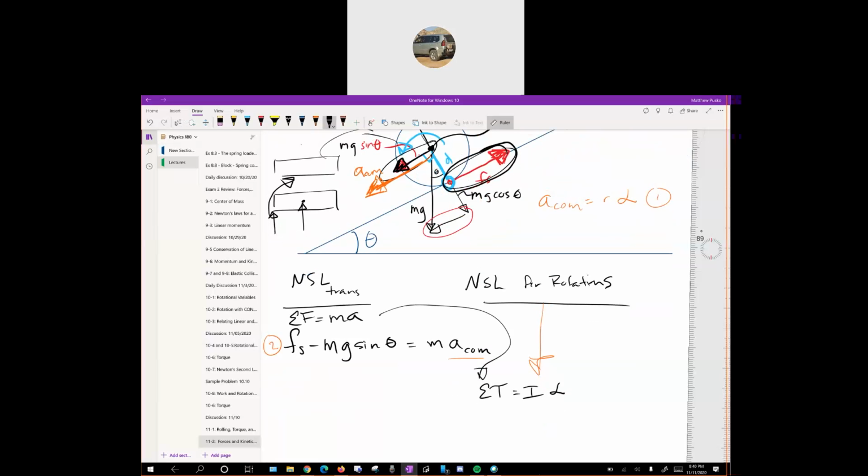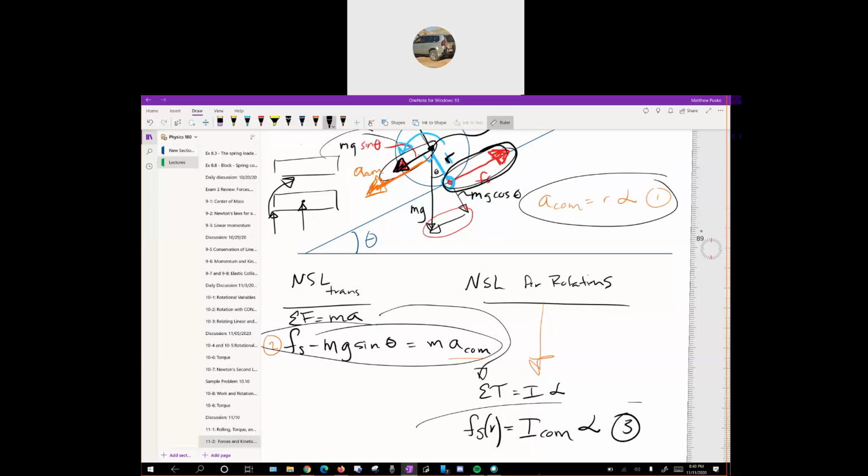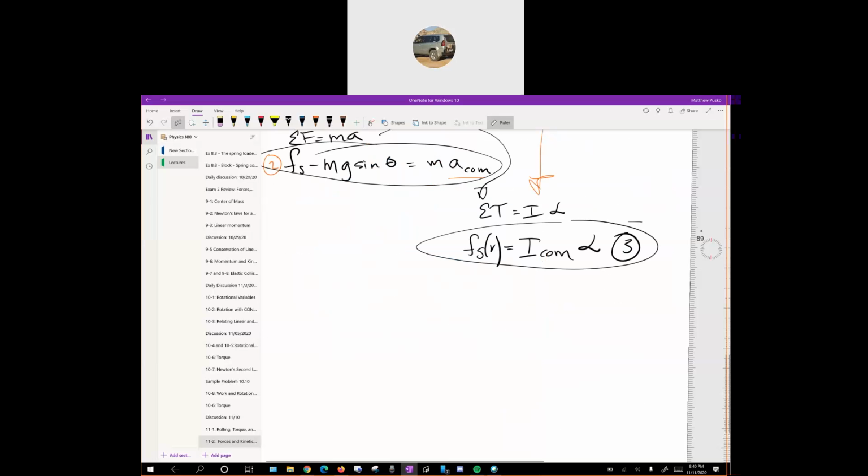And so what we get is that the frictional force times the distance it's acting, let's call it r, is going to equal whatever object we have, I for the center of mass, times alpha. And we'll call that equation number 3. So if we put 1, 2, and 3 together, we can get a description for the acceleration of the center of mass.